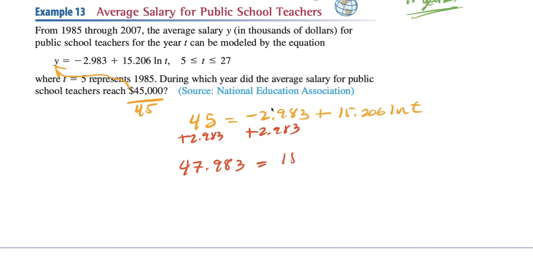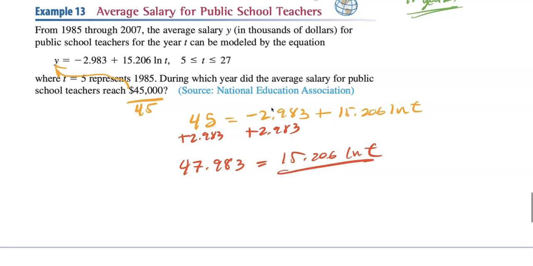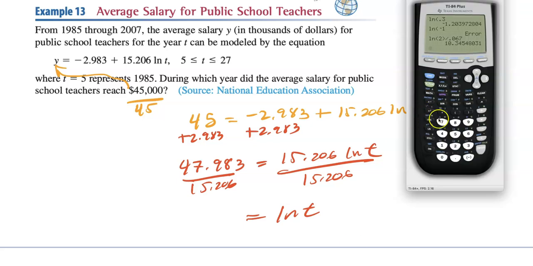You could definitely use a calculator on this. Like that. And then we're going to divide both sides by 15.206. We get natural log of t equals, where's my calculator at? 47.983 divided by 15.206. And I get 3.155. Now in here I'm just gonna write 3.155. On the calculator I'm gonna leave it all in there.